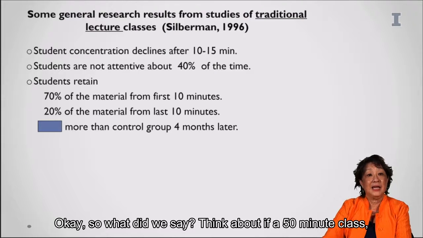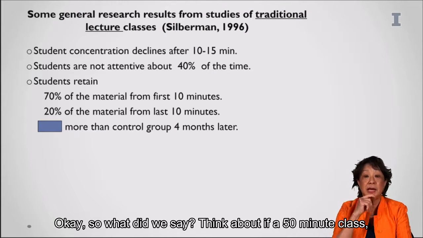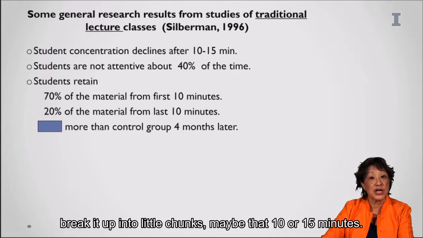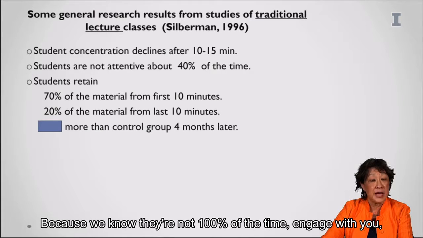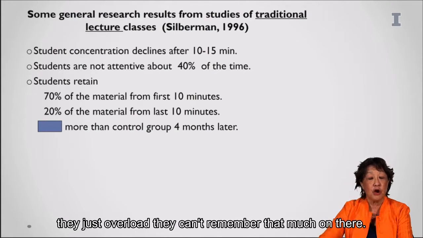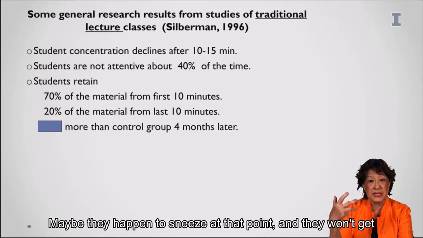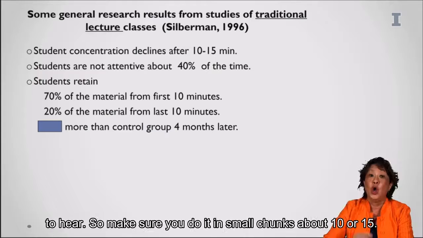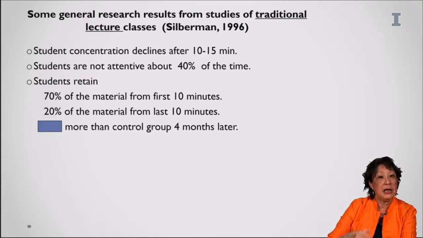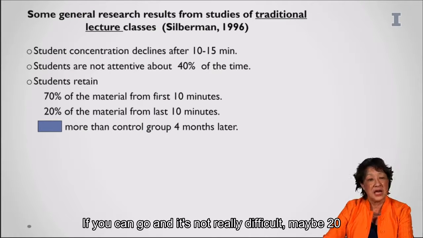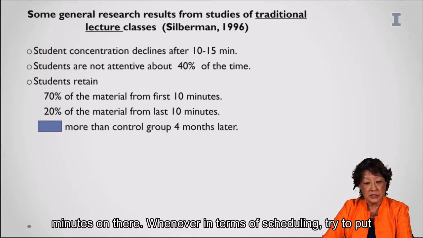Okay, so what do we say? Think about a 50-minute class, break it up into little chunks, maybe about 10 or 15 minutes, because we know they are not 100% of the time engaged with you. They're just overloaded. They can't remember that much. Maybe they happen to sneeze at that point and they won't get to hear. So make sure you do it in small chunks, about 10 or 15. If it's not really difficult, maybe 20 minutes.